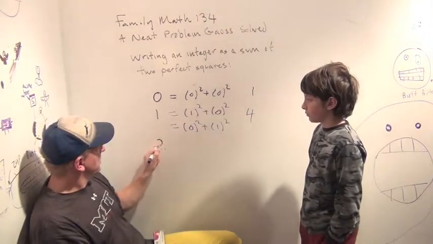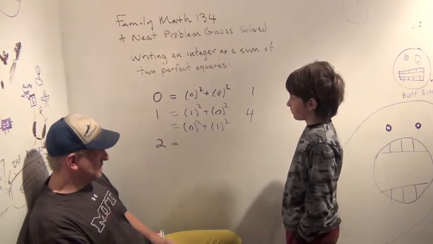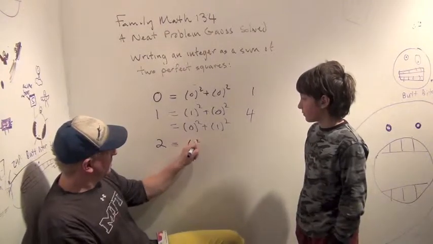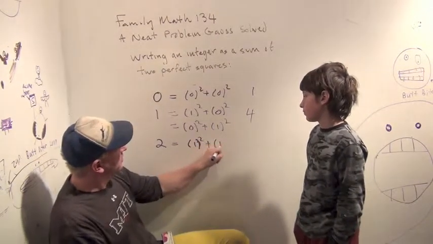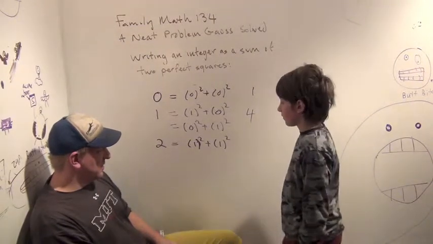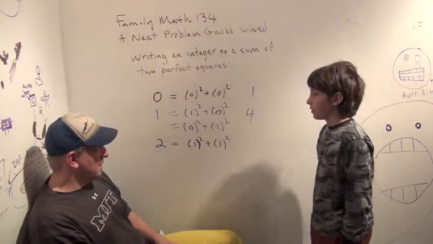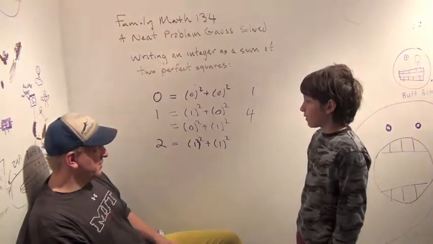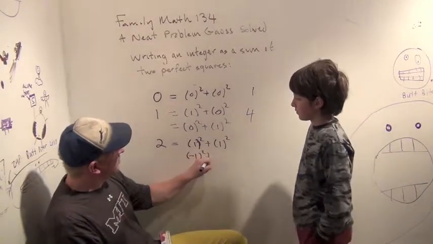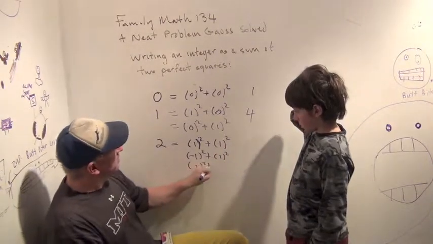How about 2? Let's see. We have 1 squared plus 1 squared. You can have, well, it's the same when you flip them. So that won't be different. There'll be 3 different ways, because I could have minus 1 squared plus 1 squared. And then I can have 1 squared plus minus 1 squared.